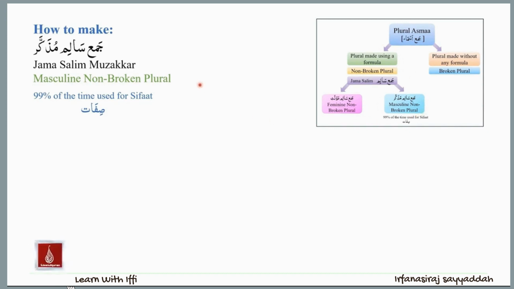Here we will study masculine non-broken plural or Jama Salim Muzakkar in detail. An important point to note is that 99% of the time, masculine non-broken plural will be used for sifat. So let us look at some examples of singular sifat and find out how we can convert them into their plural versions.